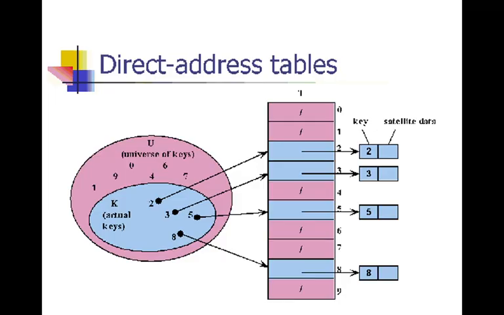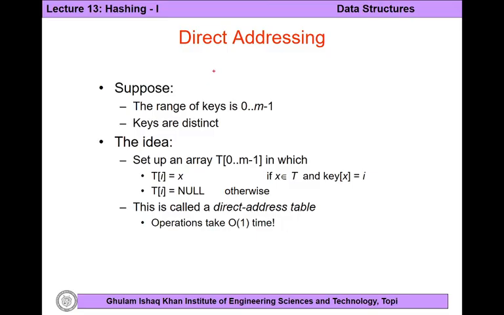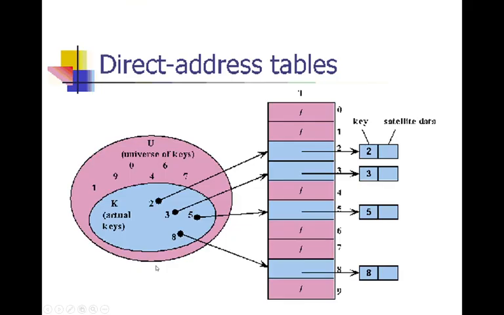Now, the direct addressing, and remember, this direct addressing table is not actually hashing, right? This is a topic which is a prerequisite of hashing. So direct addressing is actually not hashing, right? I'll be explaining hashing maybe in this lecture or maybe the next one.